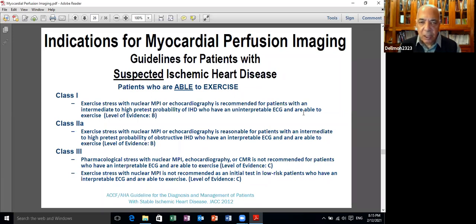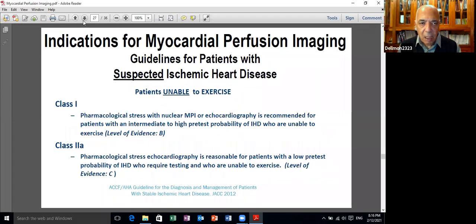If the ECG is not interpretable and the patient can exercise, then he can go for an exercise nuclear scan. If he cannot exercise, and at the same time has an intermediate or high pretest probability of ischemic heart disease, then he is a candidate for a pharmacological test. So these are the patients with suspected coronary artery disease. The previous slide was about patients able to exercise, and this slide is about patients unable to exercise.